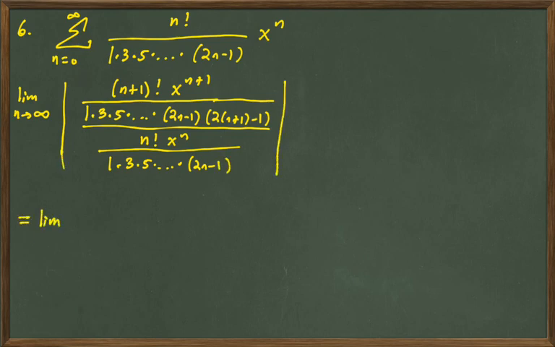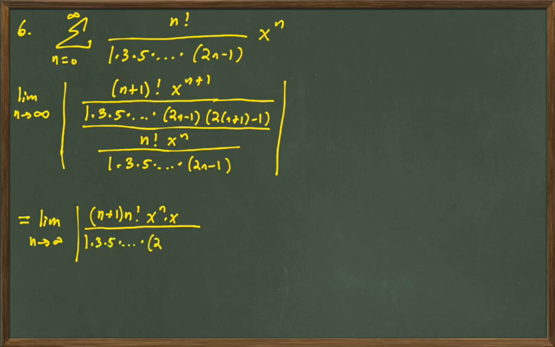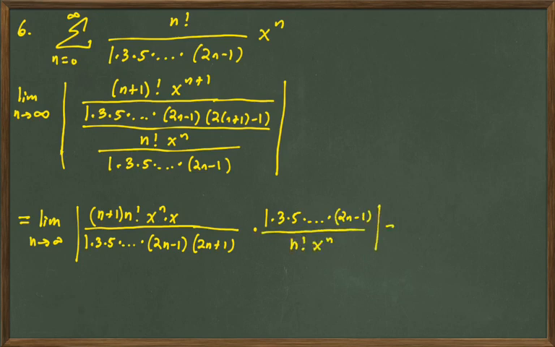Okay, this is going to be equal to the limit as n goes to infinity. N plus 1 factorial can be rewritten as n plus 1 times n factorial. X to the n plus 1 can be written as x to the n times x, all over 1 times 3 times 5 times 7, and so on, 2n minus 1, and then the 2 times n plus 1 minus 1 will become 2n plus 1. Then we're going to flip over the dividing fraction and change the operation to multiplication. So it becomes 1 times 3 times 5 times all the way out to 2n minus 1, divided by n factorial, x to the n. And then we're going to go ahead and simplify this down.